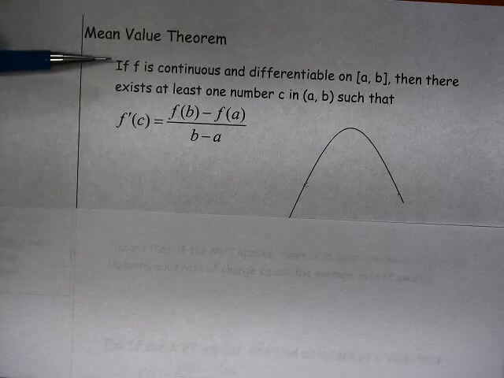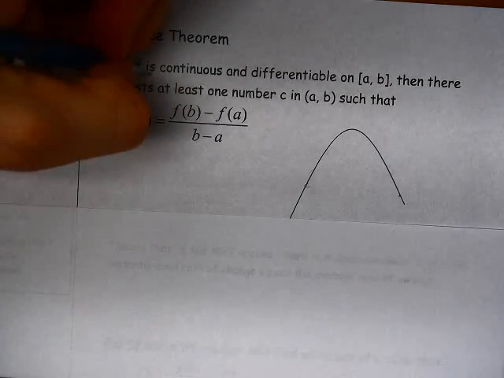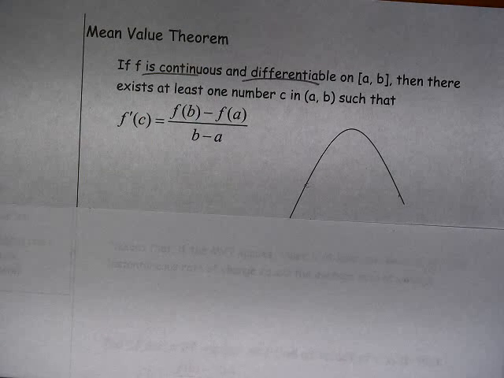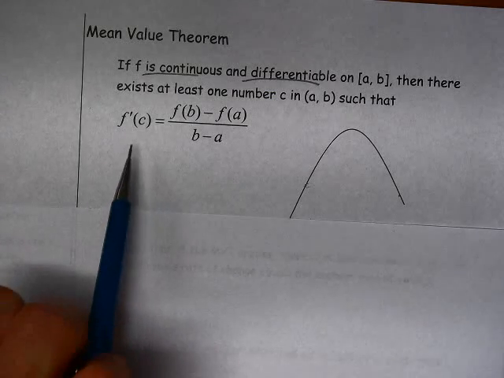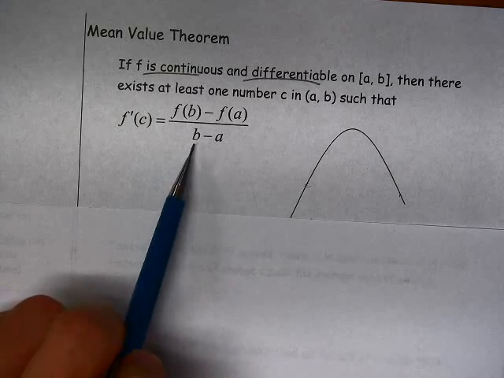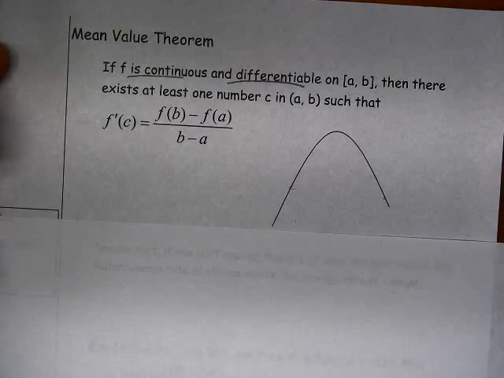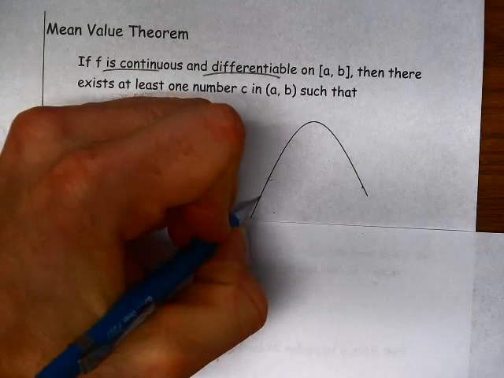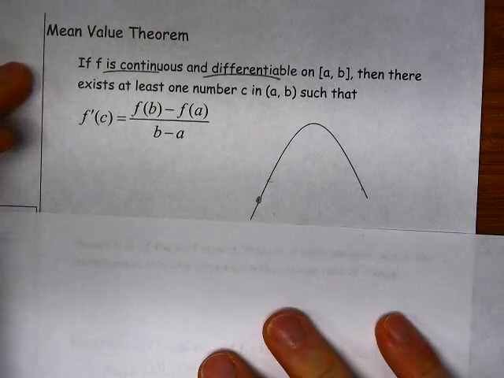So here's the mean value theorem. If f is continuous and differentiable, so the same two conditions, continuous and differentiable on the closed interval from a to b, then there exists at least one number c in that interval such that f prime of c equals, look at what this is, f of b minus f of a over b minus a. That might look familiar. If it doesn't, let's draw this out.